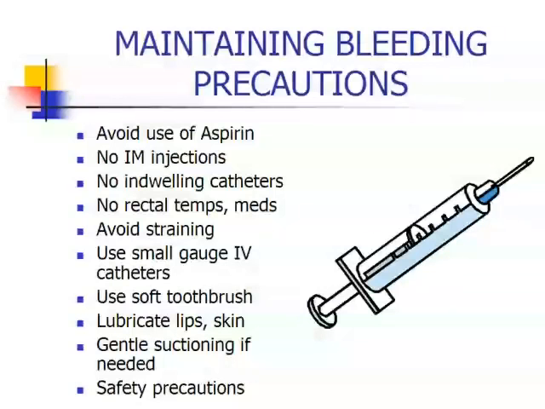Avoid straining. And by the way, if they were homosexual, they would not be able to participate in sexual activity during this time. They should avoid straining. Use small gauge IV catheters. Use a very soft toothbrush. Make sure you lubricate the skin and the lips with something that is non-drying. Do gentle suctioning only if it's needed, and maintain safety precautions.